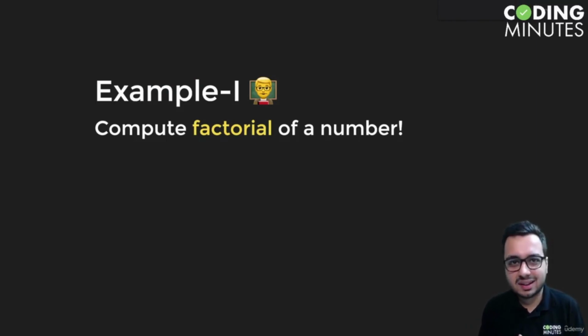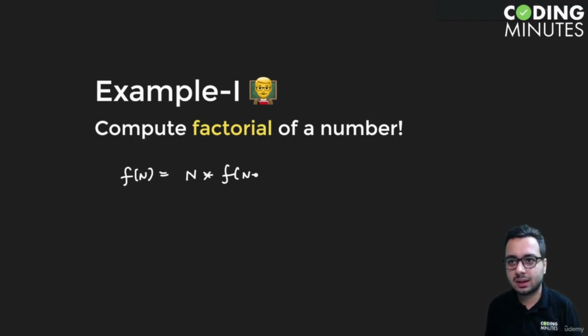Hi and welcome back, and now we are going to deal with the first example of recursion, that is how to compute the factorial of a number. So we have already seen that f of n for factorial can be written as n multiplied by f of n minus 1, and for example, 5 factorial can be written as 5 into 4 factorial.